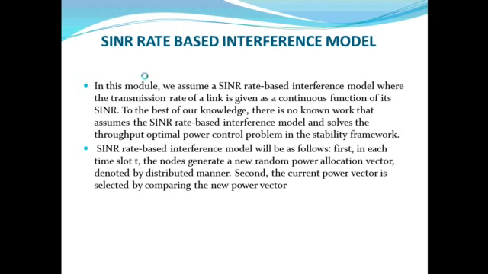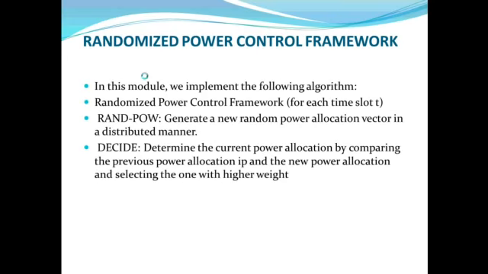Randomized power control framework. This is the third model of our project. In this model, we implement the following algorithms. First one is the randomized power control algorithm, that is RAND power, which generates a new random power allocation vector in a distributed manner. Next is DECIDE, which determines the current power allocation by comparing the previous power allocation and the new power allocation and selecting the new one with the higher weight.